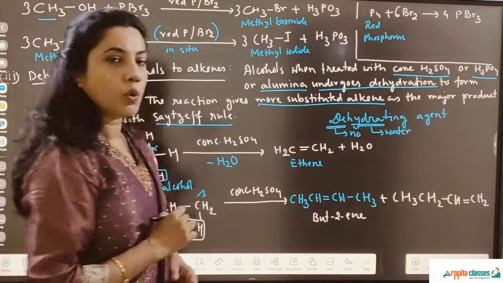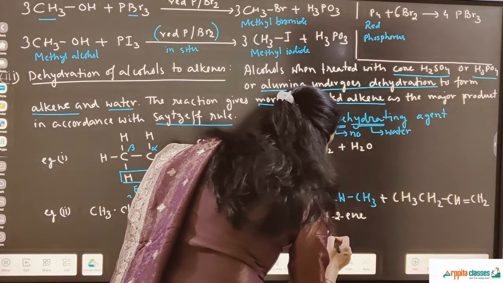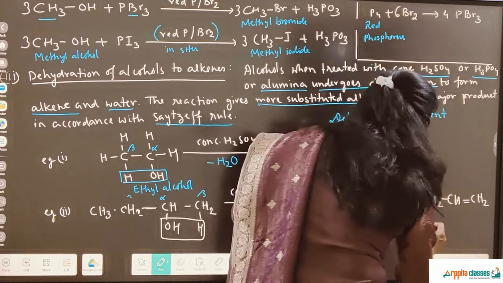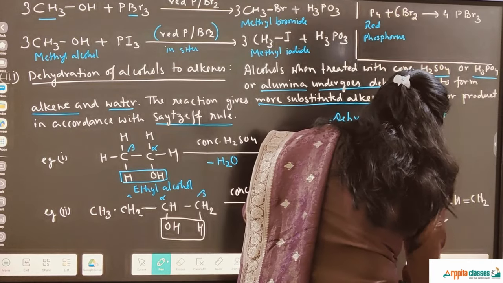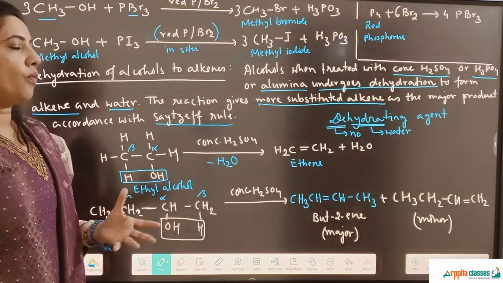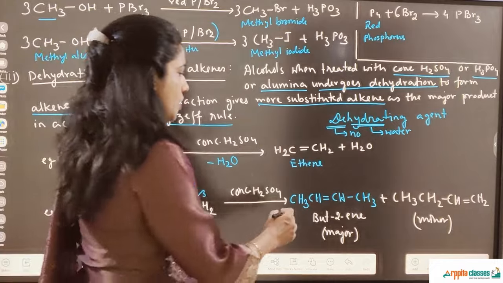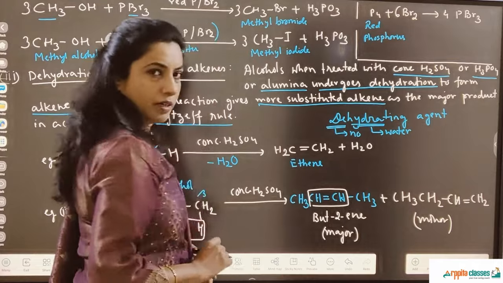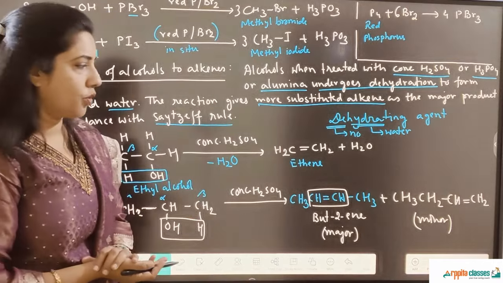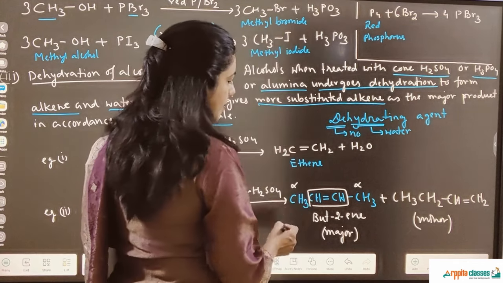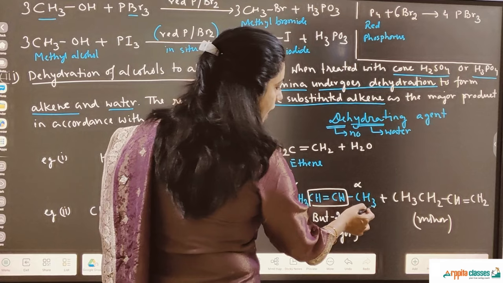So when we get these two products, it has been seen that this is the major product according to Saytzeff rule, and this is the minor product, because this is the more substituted alkene. Now how do you know which is the more substituted alkene? I'll just tell you a simple trick. This is your carbon-carbon double bond, which is your functional group over here. So this carbon is alpha carbon and this carbon is alpha carbon, and these hydrogens are alpha hydrogens.